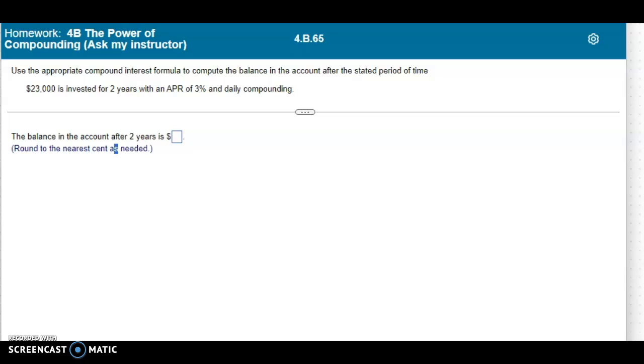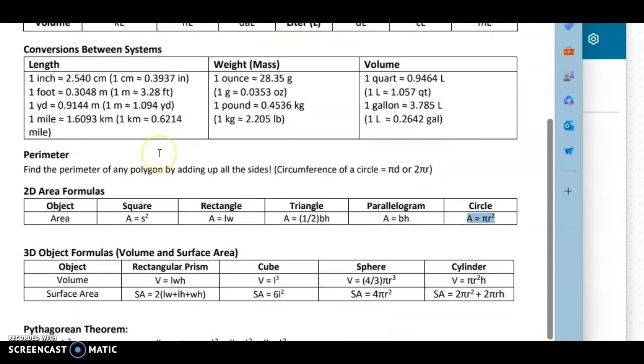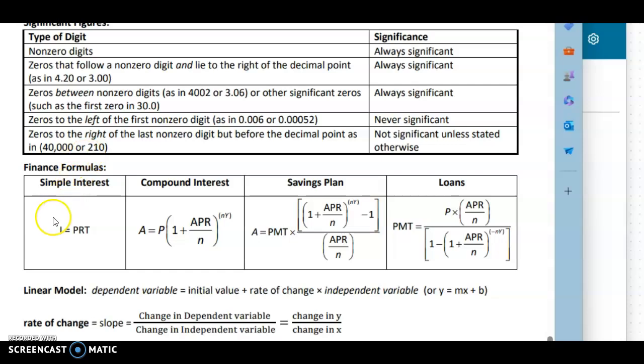So let's take a look at our formula sheet. And the formula sheet is right here. I'm going to scroll down until I get to the chapter 4 formulas, which we have right here. There are 4 of them. The first one is simple interest. The interest is equal to principal times the rate times the time. The second one is compound interest. This compound interest one and the simple interest one are the ones that you're going to see in 4B.